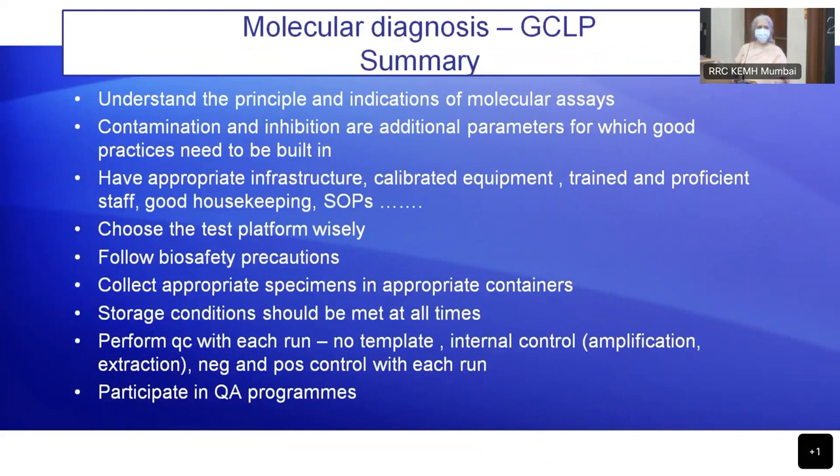So molecular assays should be done only when indicated, and they should be done very carefully. Contamination and inhibition are additional parameters for which good practices need to be followed. You have learned about good practices in other laboratories, but here we have to always think about contamination and inhibition. Next, have appropriate infrastructure, calibrated equipment, trained and proficient staff, good housekeeping, SOPs. By appropriate infrastructure, I mean demarcated, physically separated areas, at least.